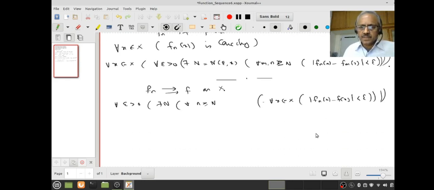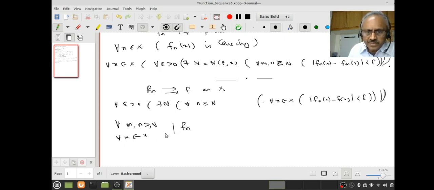Now suppose m and n are greater than or equal to capital N. Let us see what happens. No matter what x I take, let us look at fn(x) minus fm(x). I want to find some kind of an estimate. I may not know it directly, but since n is greater than or equal to N and m is greater than or equal to N, I know how to estimate modulus fn(x) minus f(x) and modulus fm(x) minus f(x).